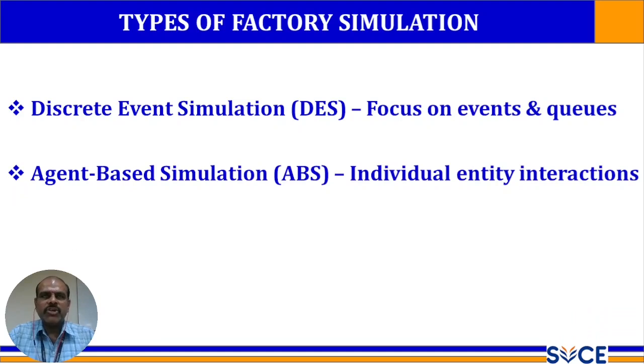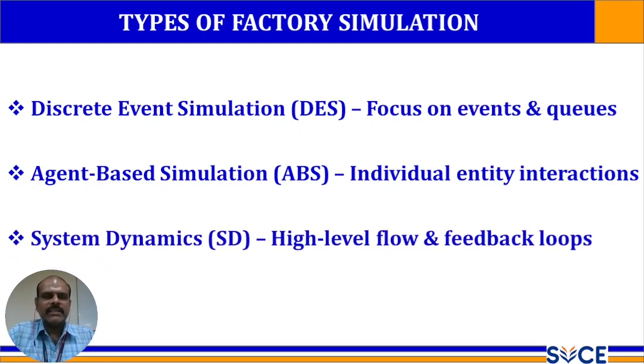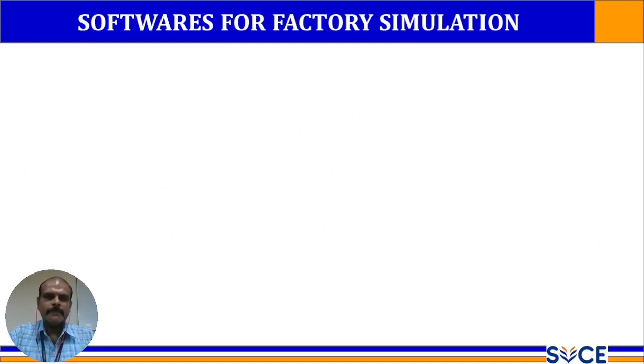Then agent-based simulation, or ABS, dealing with individual entity interactions. We might have different cells, and how the interaction among the cells is going to occur. And finally, SD, system dynamics, with high-level flow and feedback loops. This is one of the flexible manufacturing concepts where the production rate will be high and often we have an automated system for all these things. So again, based on the nature of the industry, the type of simulation can be preferred. It need not necessarily be any one of these. In some cases, there are chances of hybrid as well because of the latest advancements.